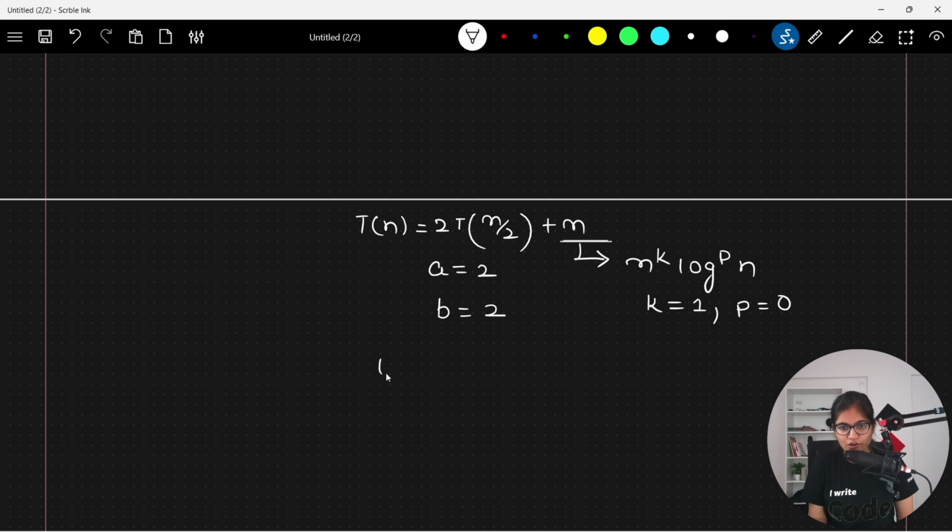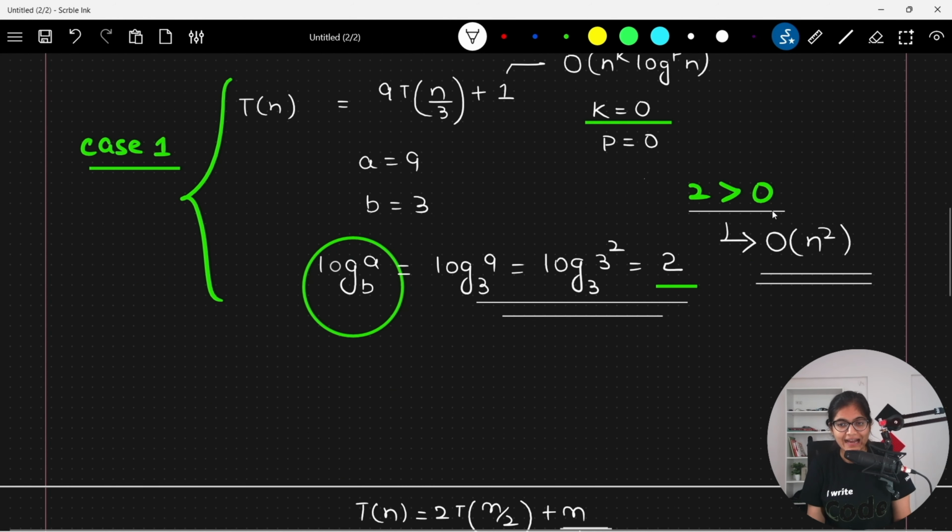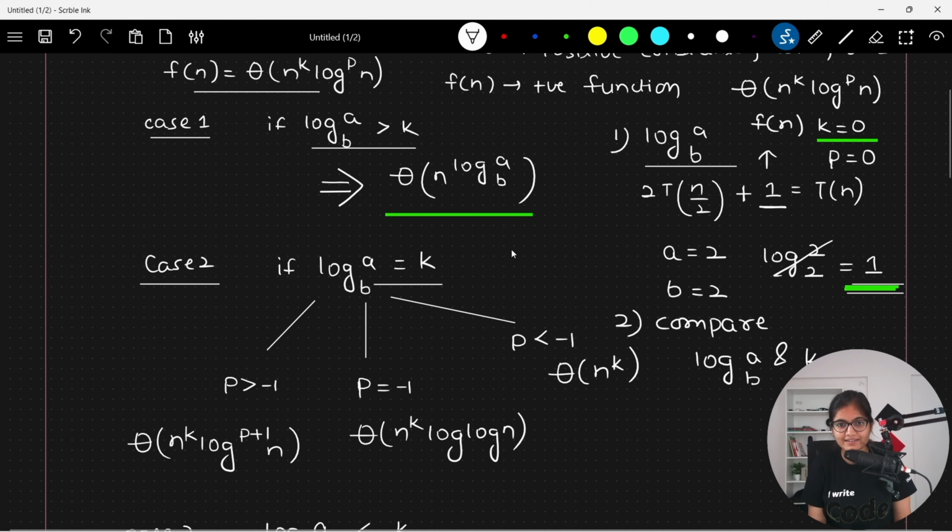So what is the value of log a base b? The value of log a base b is log 2 base 2, which is equal to 1. It means that here the value of log a base b and the value of k are equal to 1. That's why it's falling under case number 2, where it's very important for us to understand the value of p that we have.